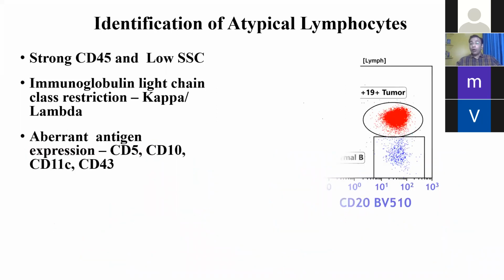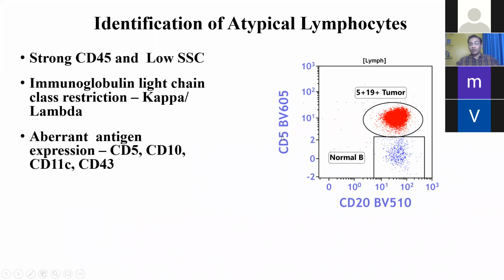Then we also look at abnormal expression. For example, in this plot, these are all B cells. They are CD20 positive, but they are also CD5 positive. Normally, a very small population of B cells express CD5, which are naive B cells. But if you have a huge B cell population which is clonal and CD5 positive, they are also aberrant. So the other way to look at abnormal B cells is to look at aberrant expression of CD5 or CD11c or CD103 or CD25, like in hairy cell leukemia, CD10 in follicular lymphoma, and CD10 also in Burkitt lymphoma. So these are the different lymphomas we look for.